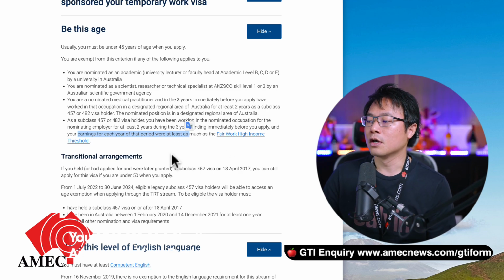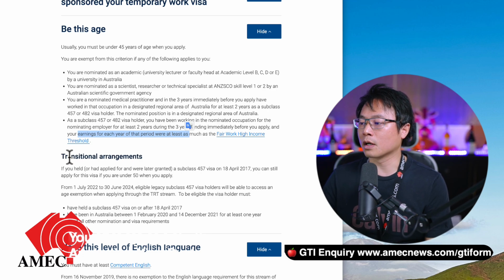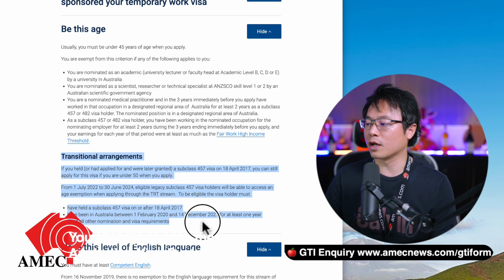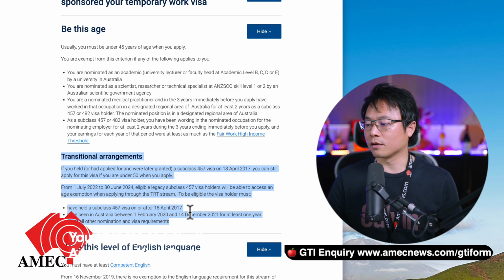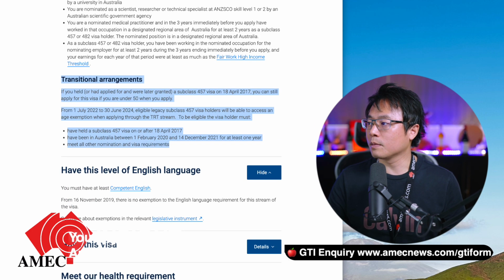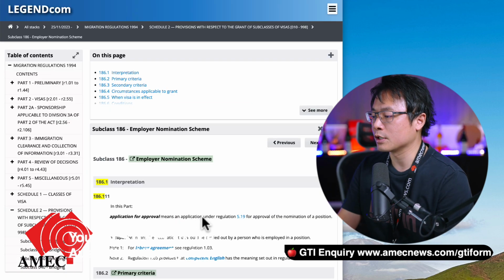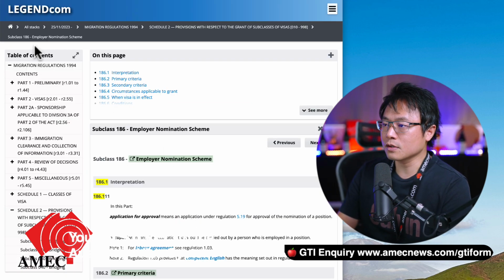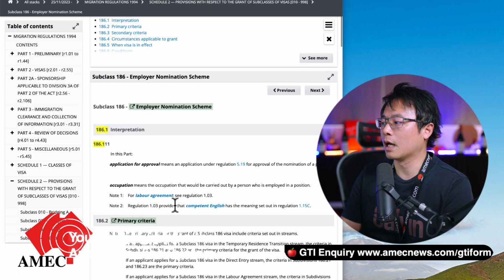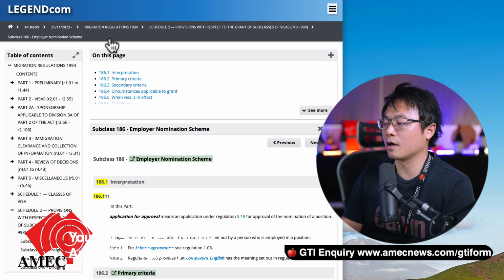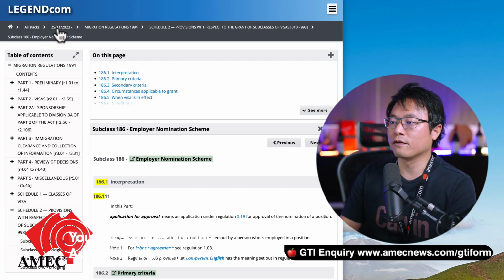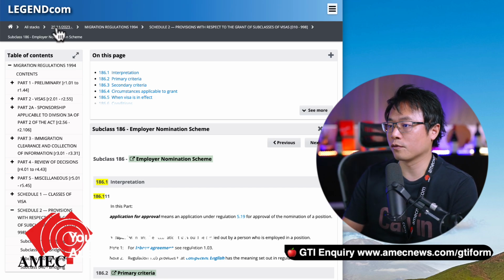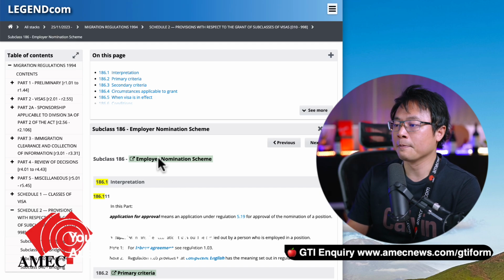So let's go in there and have a look. Not going to talk about transitional arrangement because that's for all the 457 or the grandfather rules. Now let's jump into the actual regulations there, shall we? So this is the most updated version. As you can see on the top left, just below ledger income, it says 25th of November 2023. So it's the most updated version there.